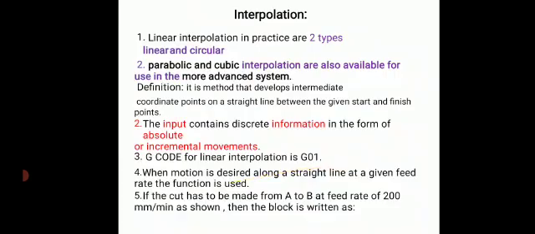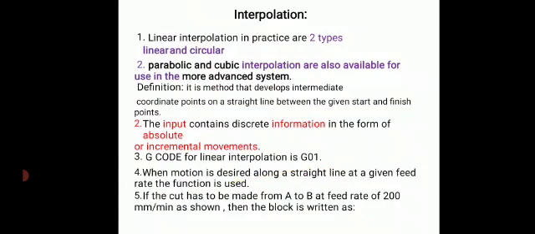Machine codes. Then interpolations. In practice there are two types of interpolation, linear and circular. Parabolic and cubic interpolations are also available in more advanced systems. In this method, we develop intermediate coordinate points on a straight line between the given start and finish points. The input contains discrete information in the form of absolute or incremental movement.